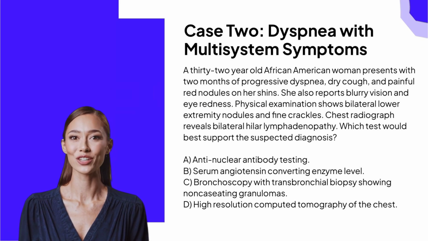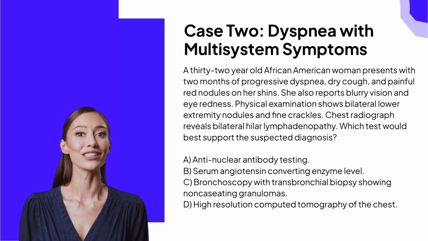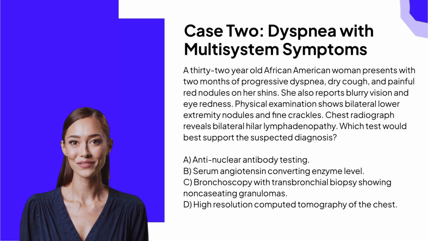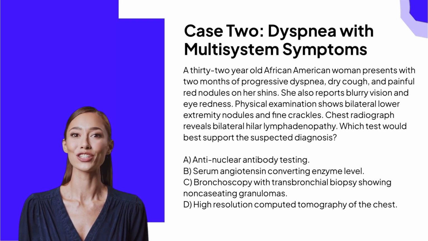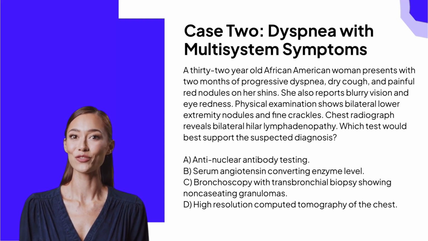Now let's look at a sarcoidosis case. This is a 32-year-old African-American woman with progressive dyspnea, dry cough, and painful red nodules on her shins. She has blurry vision and eye redness. The exam shows those nodules and fine crackles. Chest X-ray shows bilateral hilar lymphadenopathy. The question asks which test would best support the diagnosis. Take a moment to think through this one.